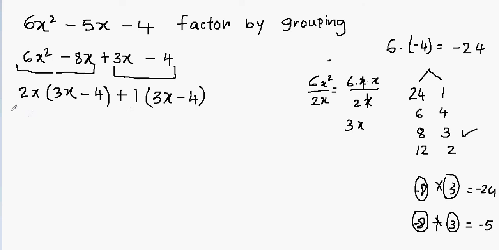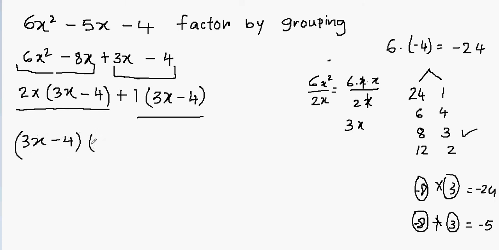Now you can see, how many terms are there? This is the first term and this is the second term. Now you have two different terms. What you have to do now is again find the GCF of these two terms. What is the GCF? Do they share anything in common? Yes, they share 3x minus 4 in common. So I will just take that out, 3x minus 4, and I would like to put that inside the parentheses.